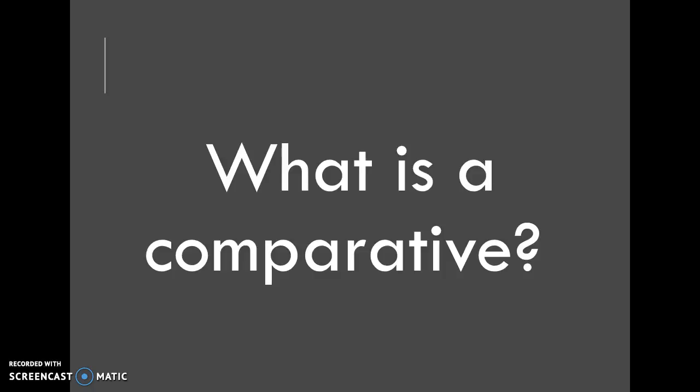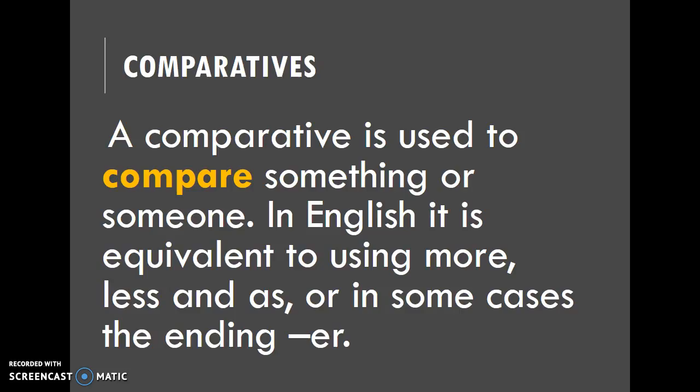What is a comparative? What word do you see in the word comparative? Hopefully you said compare. A comparative is used to compare something or someone. In English, it is equivalent to using the words less and as, or in some cases, the ending er. So, he is taller, she is smarter, we are less busy than they are. Things like that.